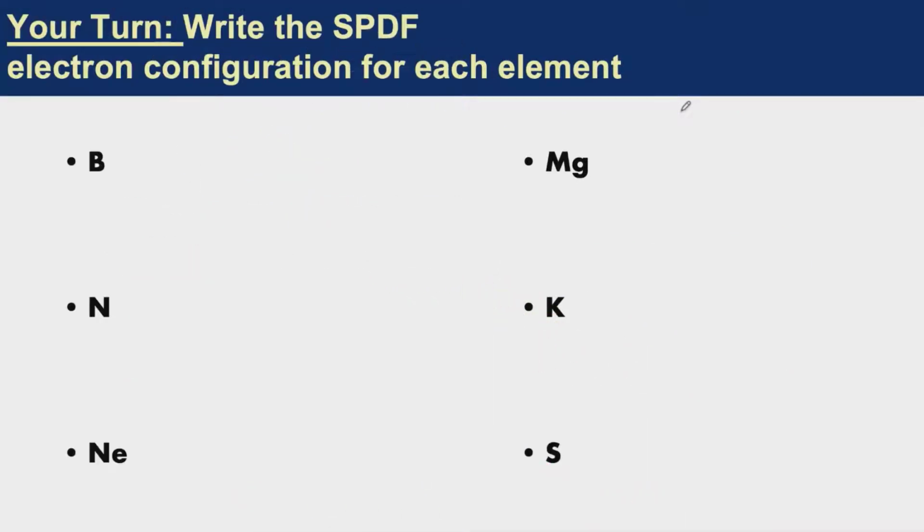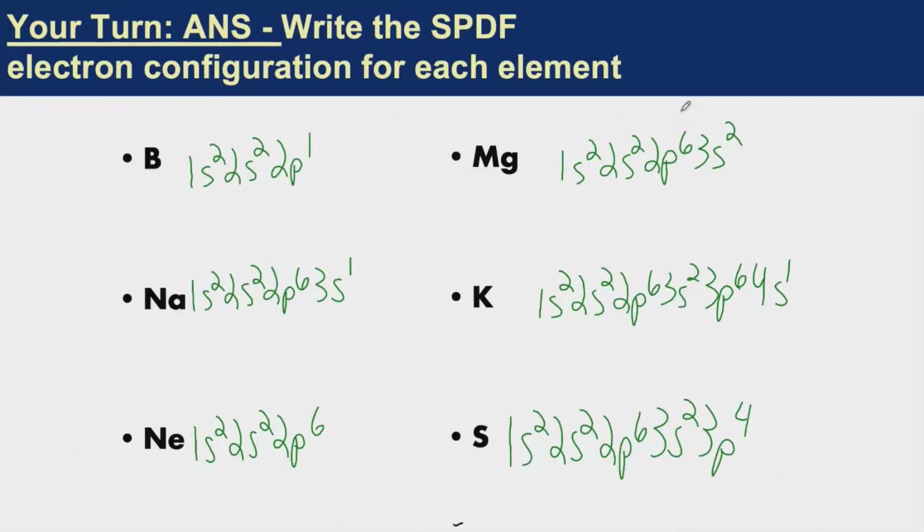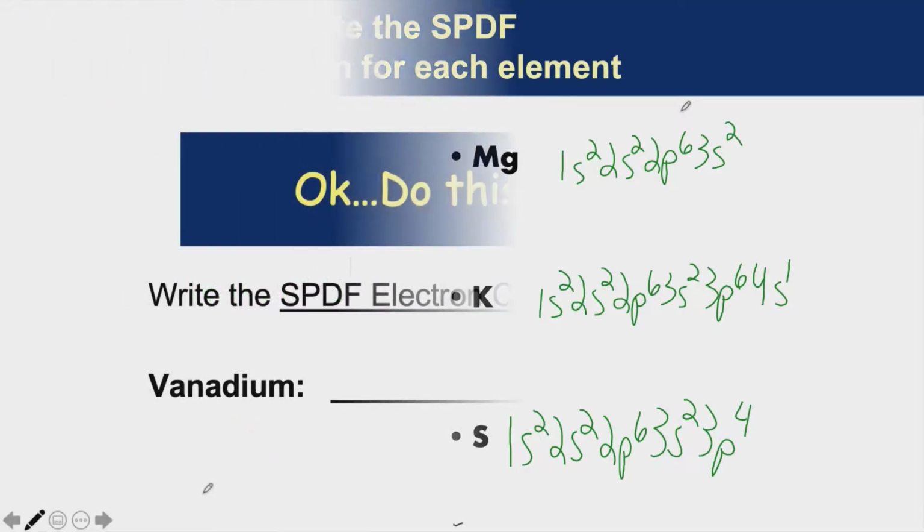So now it is your turn to try. Pause the video now and write the complete SPDF electron configurations for these elements. Unpause when you think you have an answer. All right, if you did this correctly, here is what you should have gotten. If you didn't do it right for some reason, please look back at what you were doing and see where you might have made your mistake.